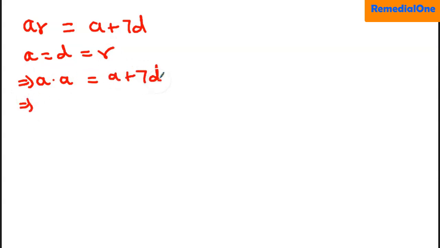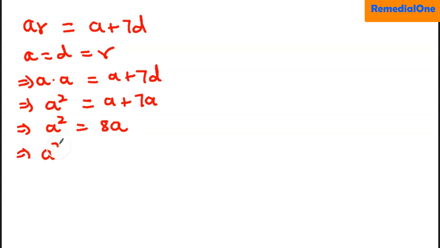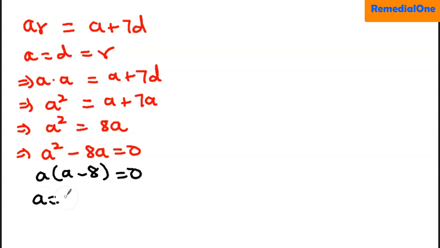So, the common difference is equal to the first term. So, we have A squared is equal to A plus 7A. So, we have A squared is equal to 8A. So, we can bring them to the left hand side. So A squared minus 8A is equal to 0. So A out, A times (A minus 8) is equal to 0, which is A is equal to 0, or A minus 8 is equal to 0. And A is equal to 8.